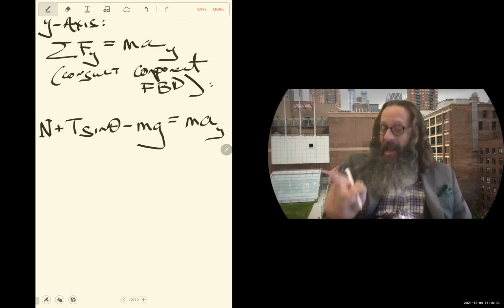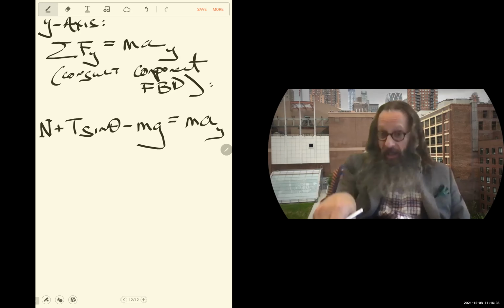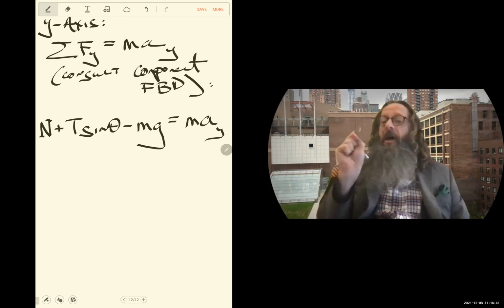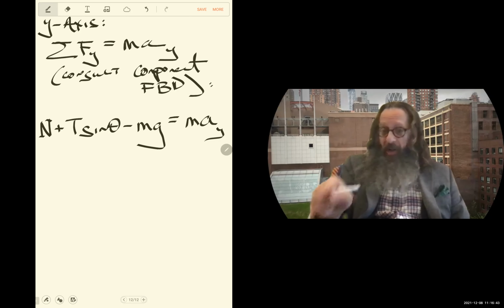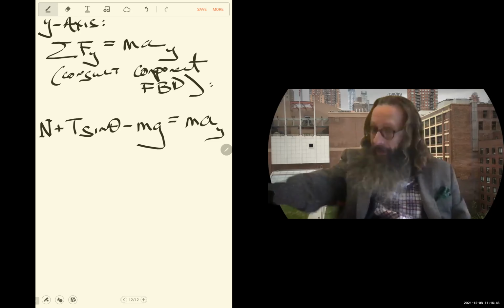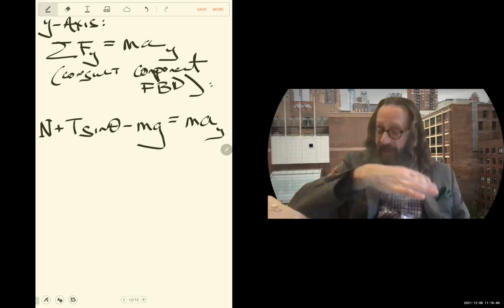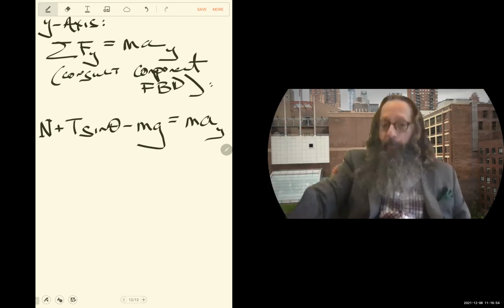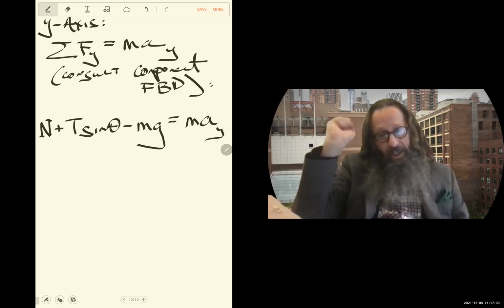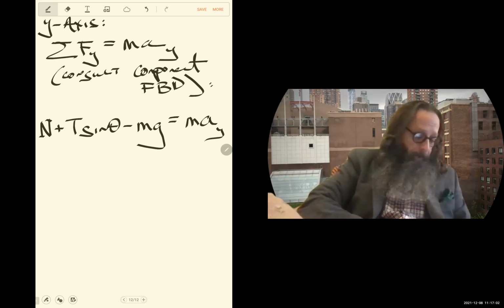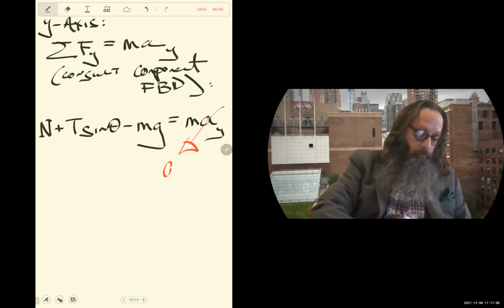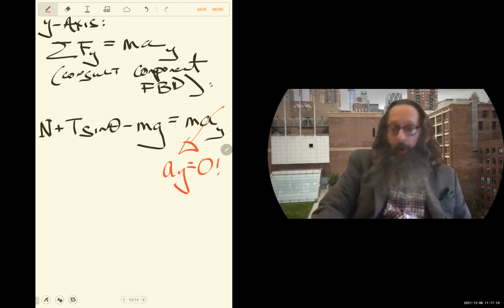Now, what is a on the y-axis? No matter what's going on in this problem, whether we succeed in moving this thing or not, even if we move it, we're moving it along the x-axis, right? Even if we accelerate it, we're accelerating it along the x-axis. We chose the x-axis to line up with the direction of expected acceleration. Therefore, we can confidently say, and this is one of the reasons for the strategy, aha, in the y-axis, there had better be no acceleration.